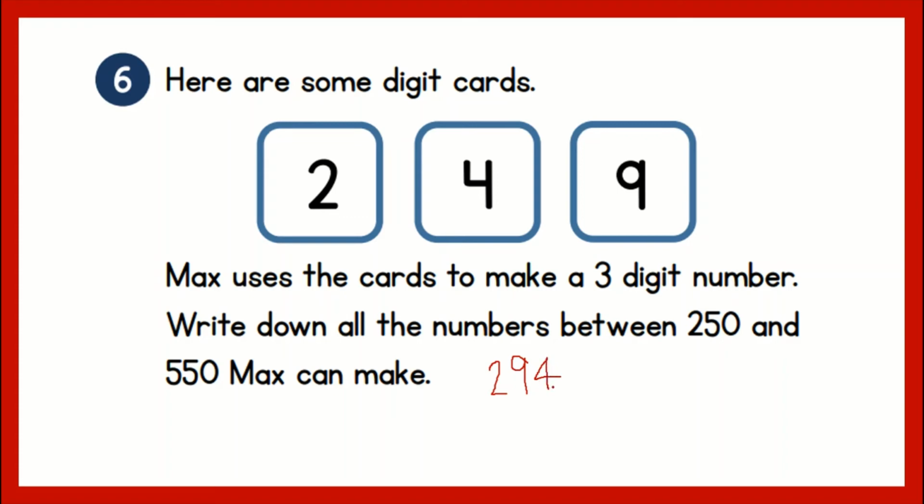The next number that Max can make is 429. And the final number that Max can make is 492. Our number can't start with a 9 because that would be bigger than 550. So Max can only make these 3 numbers.